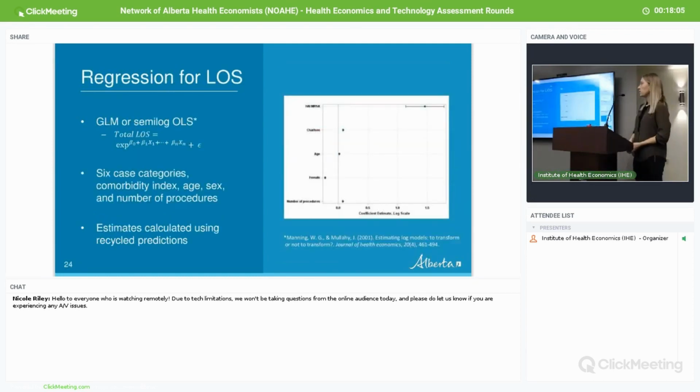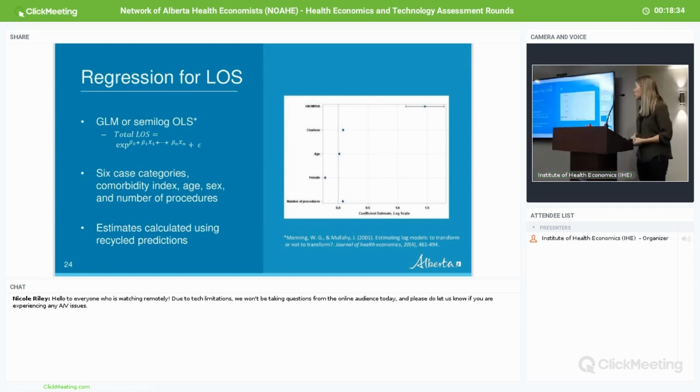So then we moved on to regression methods. Here we can use the GLM or a semi-log OLS, and we use the NOAHE algorithm to sort of choose between the two methods. In doing this, you're comparing the log kurtosis of the errors and doing tests for family fit. In all those tests, we did find that gamma log might perform best. So it's kind of nice, we don't have to do any smearing retransformations. We can just sort of interpret our outputs.